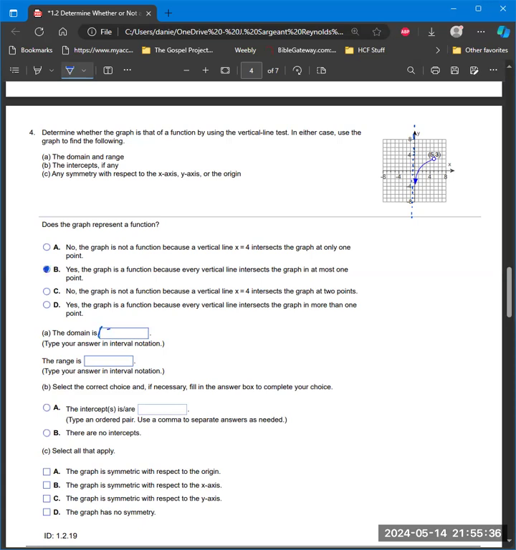The domain is going to go from 0 to 6, sorry, to 5, and 5 is not included because there's an open circle there. The range is going to go from -infinity to 3, and that's not included since there's an open circle there, a hole. And there's an intercept there on the x-axis that is at (1, 0).